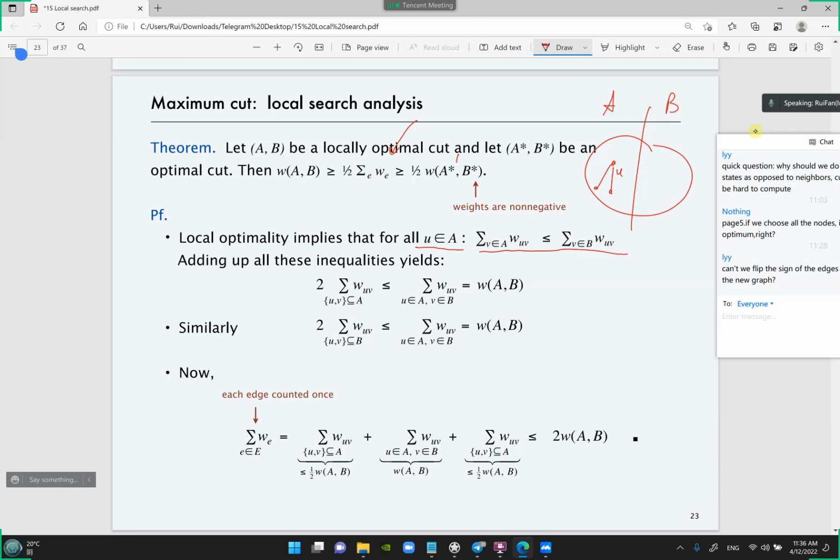The other side over here is that you're summing up the weights from u to all of the B side neighbors. And you have to have that the left-hand side here is less than the right-hand side. Because suppose you're in the situation where the left-hand side is actually larger than the right-hand side.